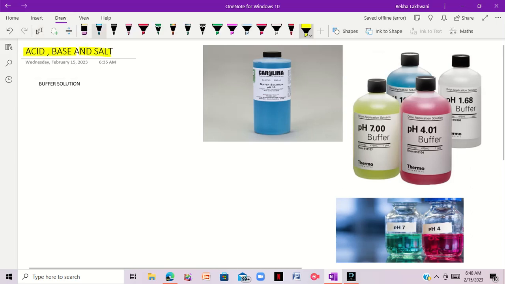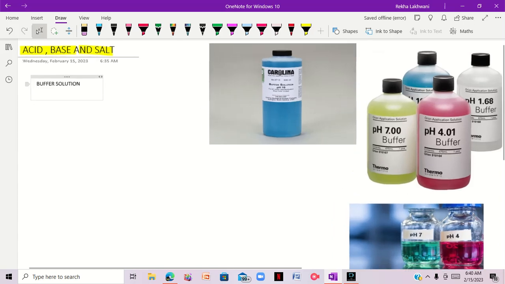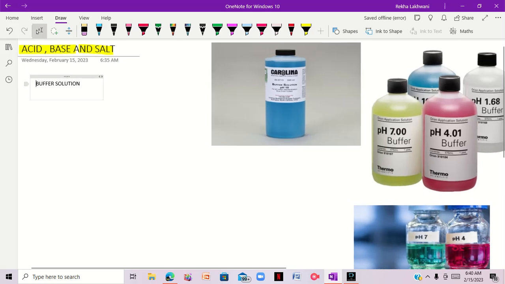First topic. Basically, it's not the first topic. I'll be covering all those topics too. So here we have the topic which is buffer solution. Right? Now, what is buffer solution?